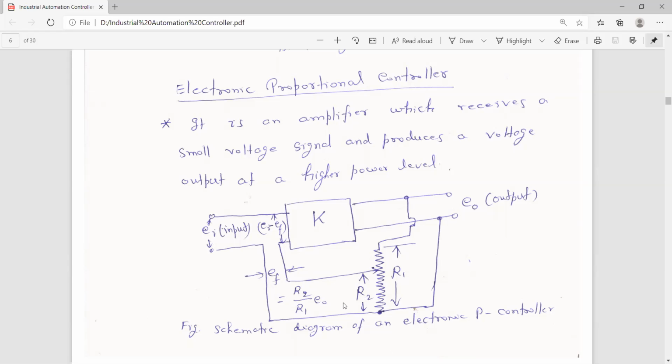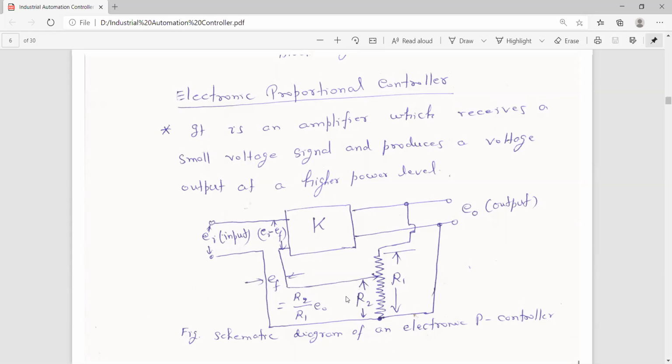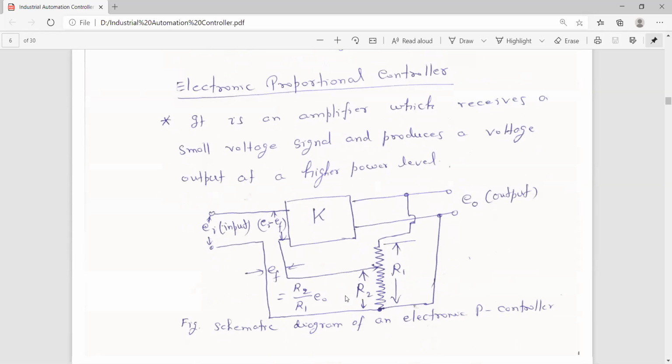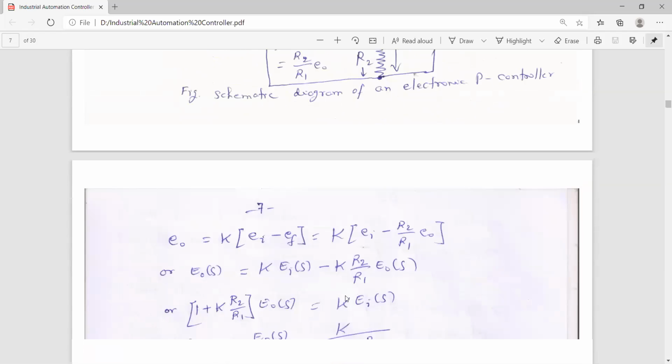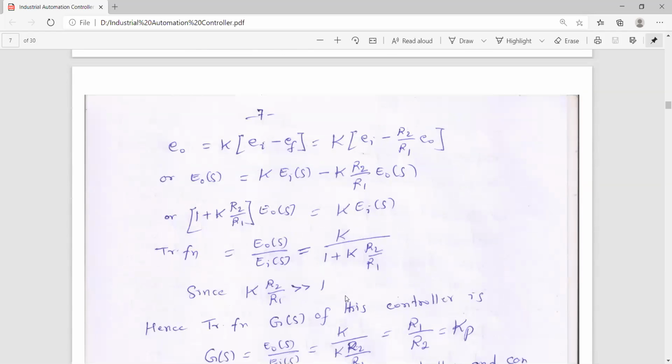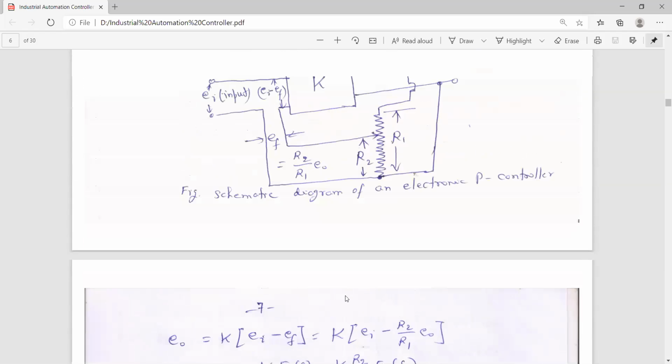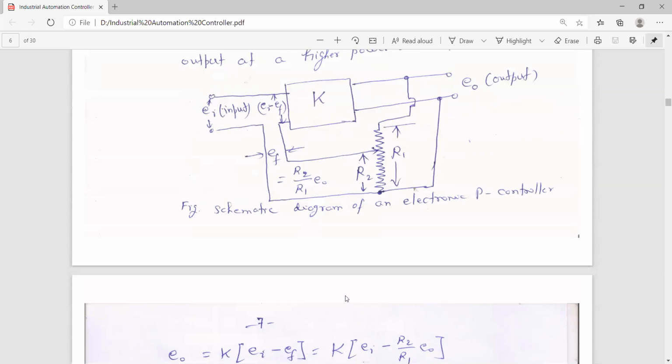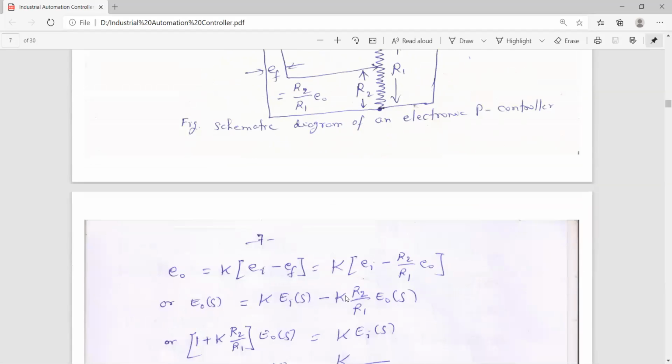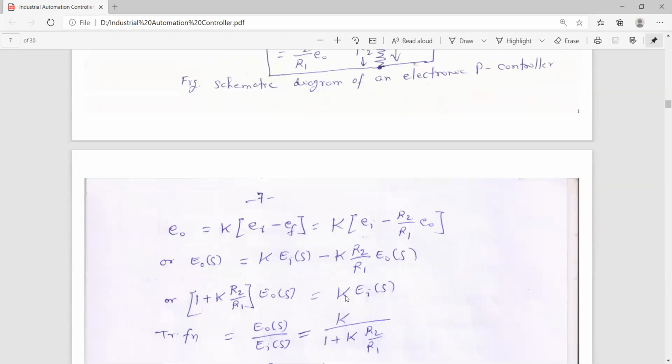So then we have to consider what KP means. This diagram is known as a schematic diagram of an electronic proportional controller, because a scheme is given here, showing in what way we can realize the element. Now we can see what the relationship is.